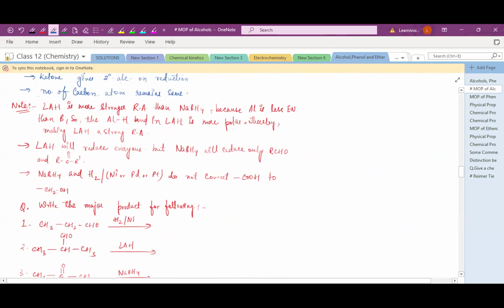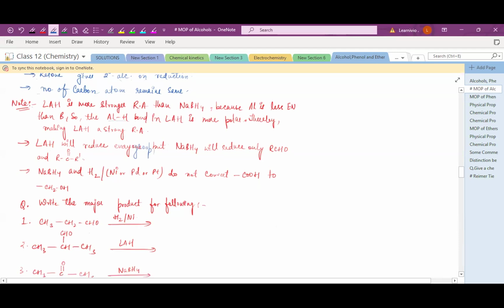Why is lithium aluminum hydride stronger as compared to sodium borohydride? Due to the aluminium and hydrogen bond, because aluminium is less electronegative than boron. So the aluminium and hydrogen bond in lithium aluminum hydride is more polar, thereby making LiAlH4 a strong reducing agent. Second point is lithium aluminum hydride will reduce every group. But sodium borohydride will reduce only RCHO aldehyde and ketone, meaning carbonyl compounds.